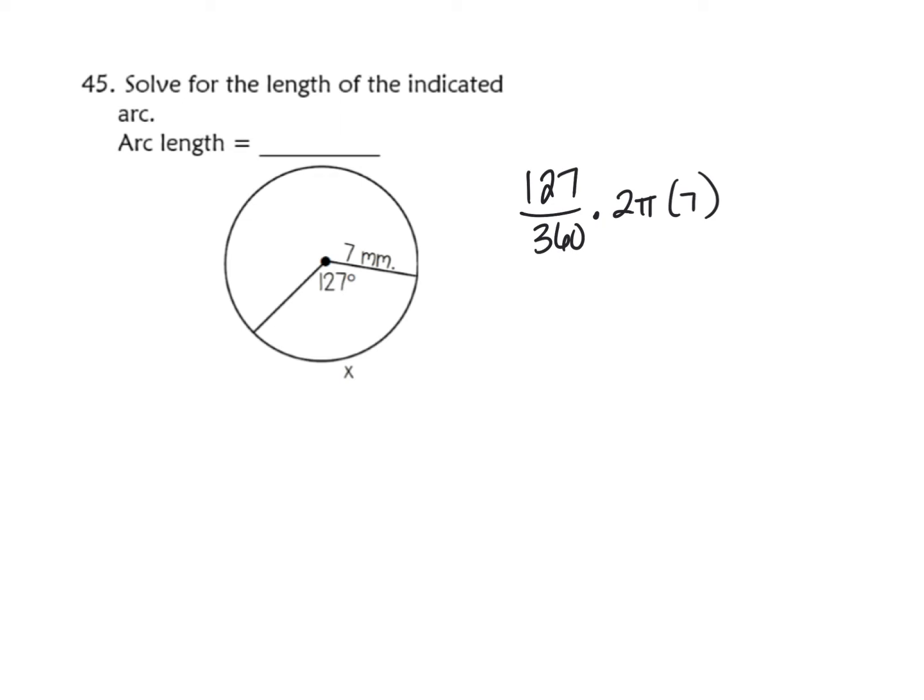Now, a lot of the ones you did for homework were pretty nice in terms of they simplified a lot better. This is not pretty. So I just typed this all into my calculator, and I had 15.5. I even multiplied through by pi because that 127 over 360 times 2 times 7 wasn't pretty either. So it's just 15.5 millimeters in this case.